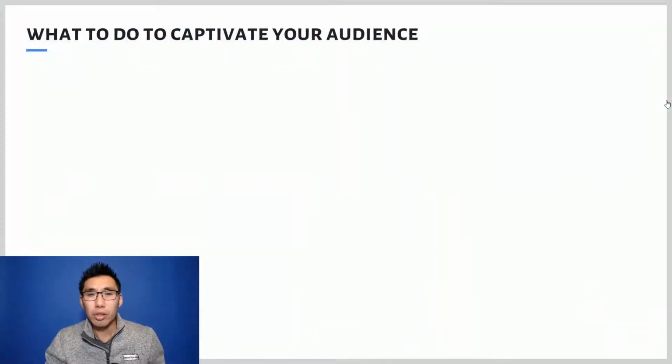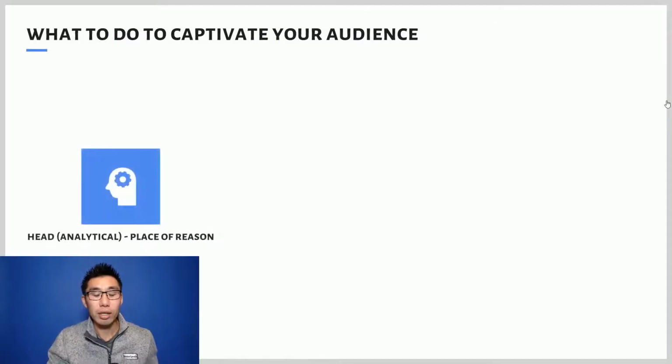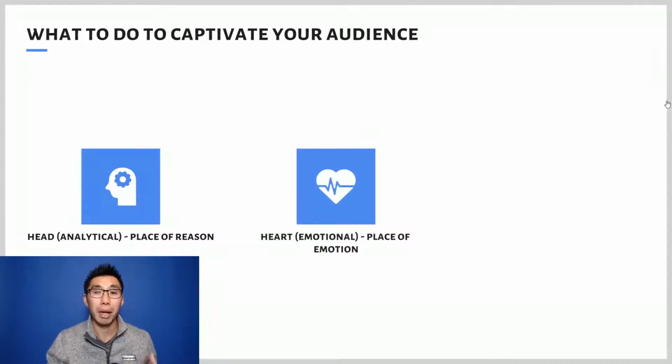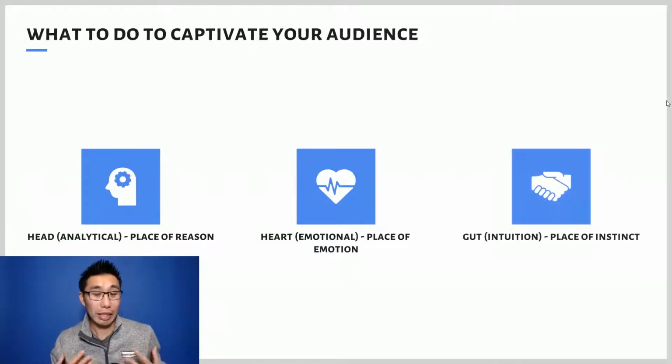And so what do you need to do to captivate your audience? You need to think of these three key things. One, are you talking to the head? This is the place of reason. People like to analyze things. If it doesn't make sense to them, they won't listen. Second, are you talking to the heart? This is the place of emotion. A lot of people are very analytical and they sometimes don't know how to speak to the heart because it's not natural for them. And third, are you speaking to the gut? This is the place of instinct. So if you speak to the head, heart, and gut, you're going to become a very captivating speaker. And let me show you exactly how to speak to all of these three different areas.